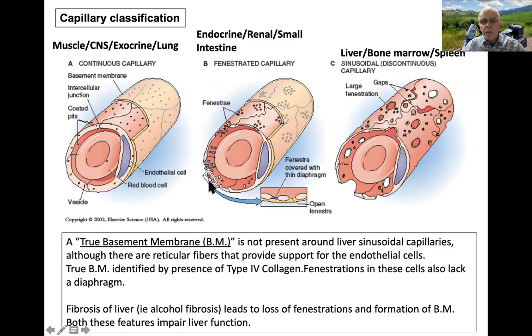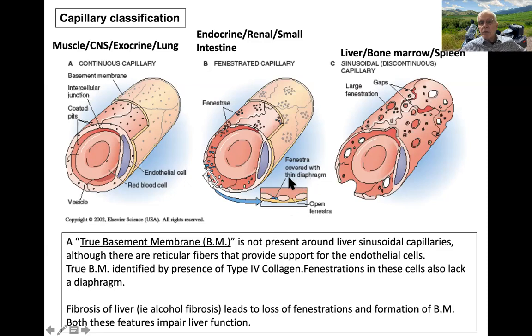Down below, the artist has enlarged this a little bit. And again, you can basically think of it as a room with a window. Now, this has an open fenestration. This has a fenestration with a diaphragm. All that means is there's like a screen. In fact, the way that I usually think of fenestrations in capillaries is if I open the glass window in my room at home, but I have a screen that's still there because I don't want the mosquitoes and flies coming in, the screen would be analogous to this thin diaphragm.